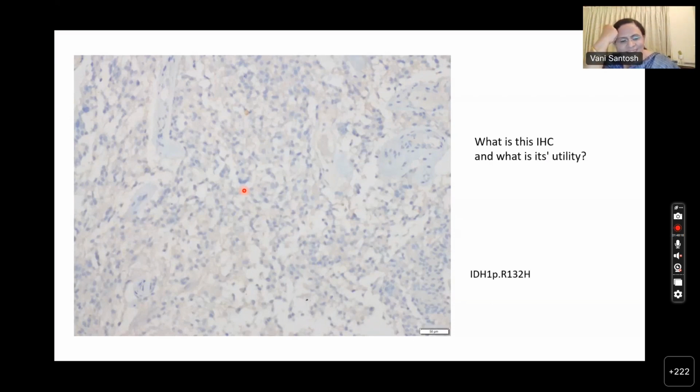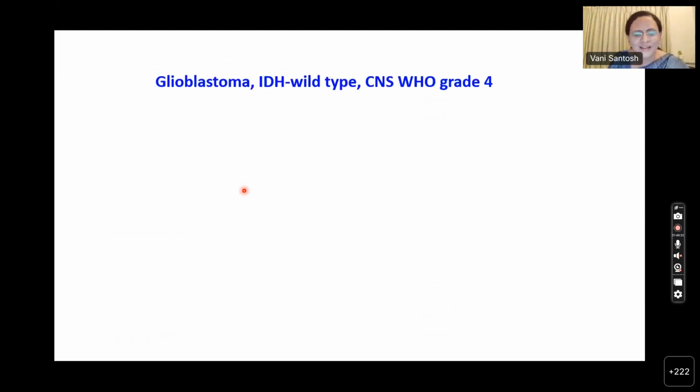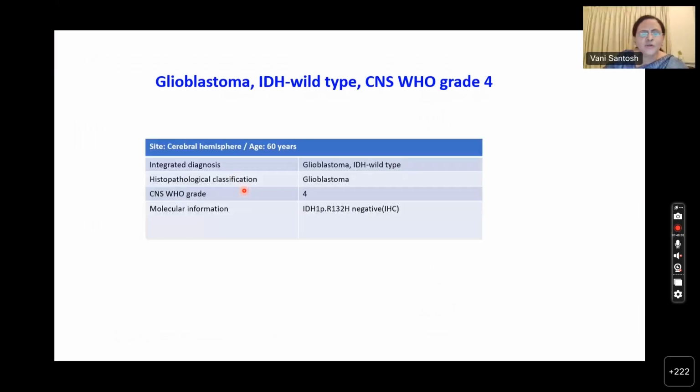Negative, IDH1. Yeah, it is negative for IDH1 R132H, isn't it? Yes, sir. What am I going to call this now? What is your diagnosis? What is the molecular test? Let us not go for any prognostic marker or predictive marker. We will not discuss that. So, this is glioblastoma IDH wild type, CNS WHO grade 4.